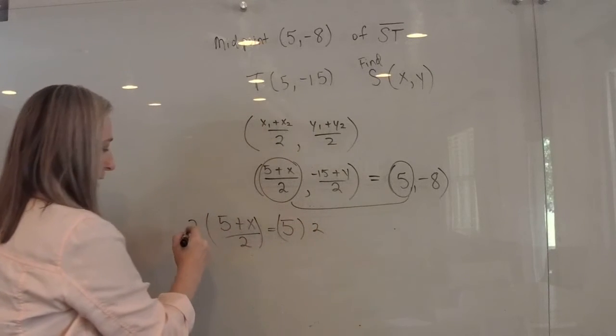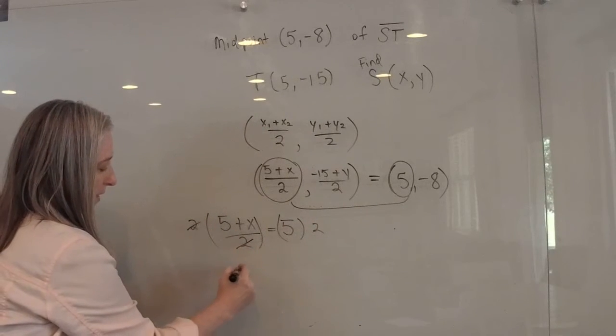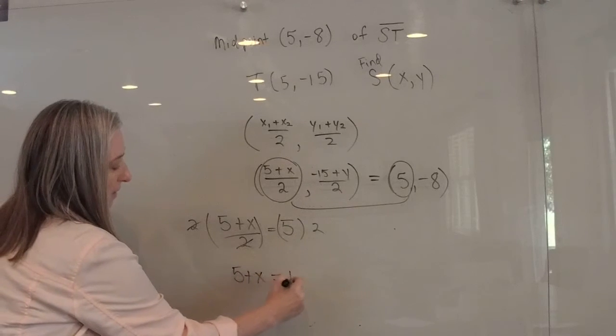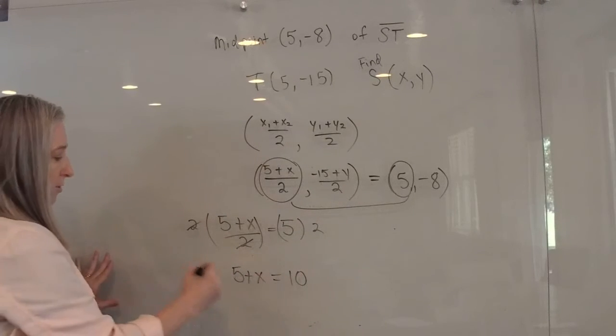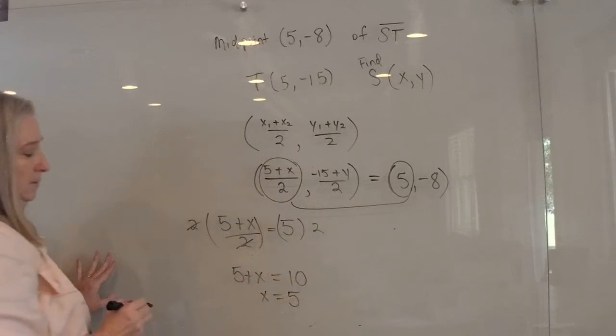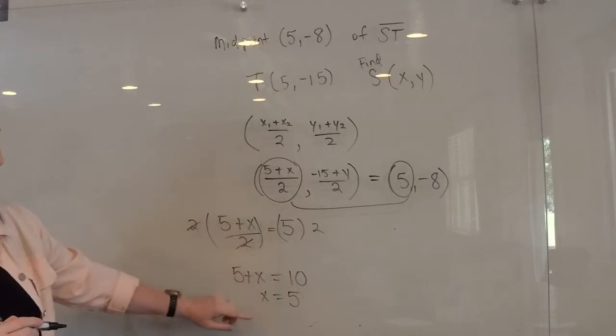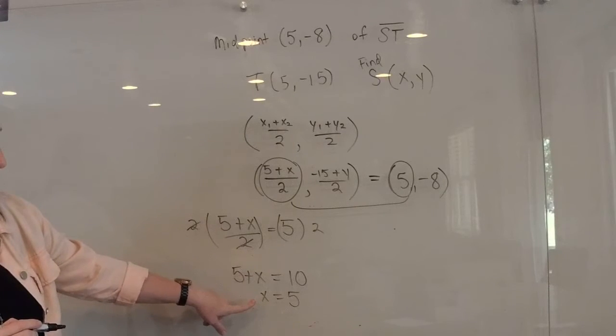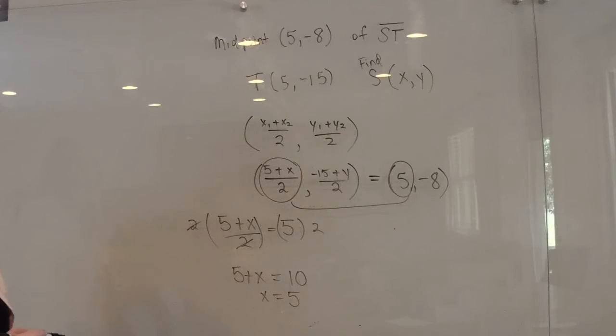That will cancel on the left side and leave me with 5 plus x equals 10. And then I'll subtract 5 from both sides and I'll get x equals 5. So according to this, the value of the x coordinate for s is 5.